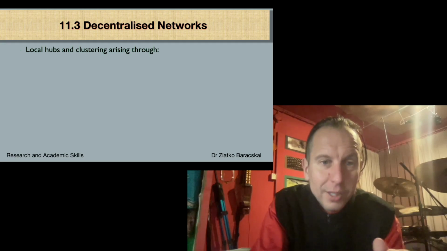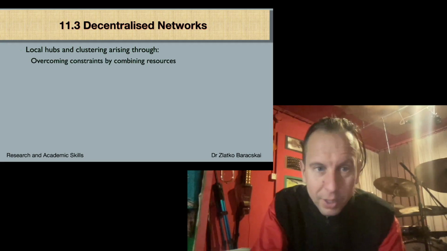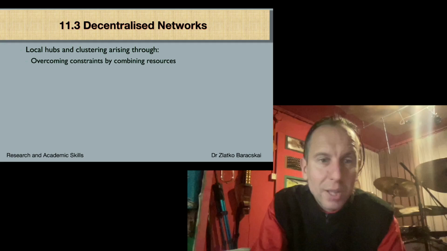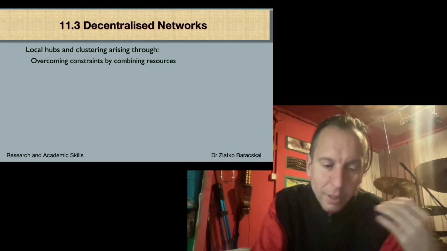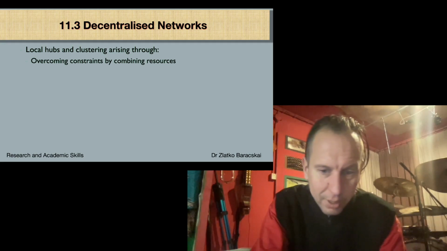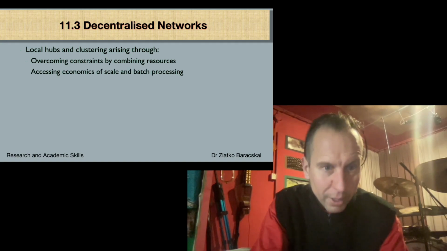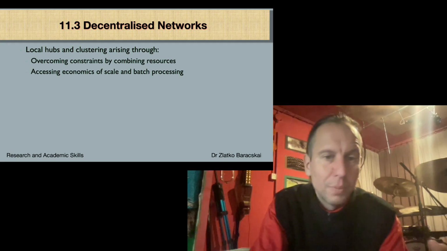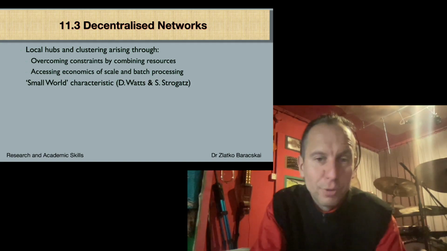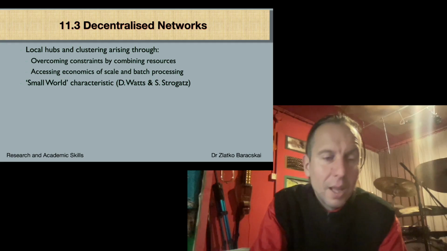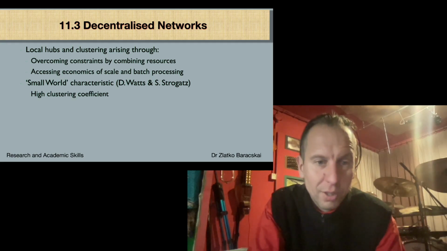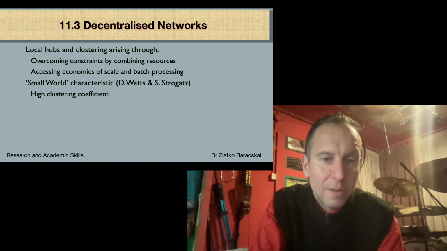Okay, so if we look at decentralized networks, typically we get clustering, we get local hubs, and interesting things start happening here. Typically, if we look at society-related models, we get combining resources. We can have economy of scale because things are more efficient. We can have batch processing type behavior. And we have a term which is small world characteristic, which describes this.